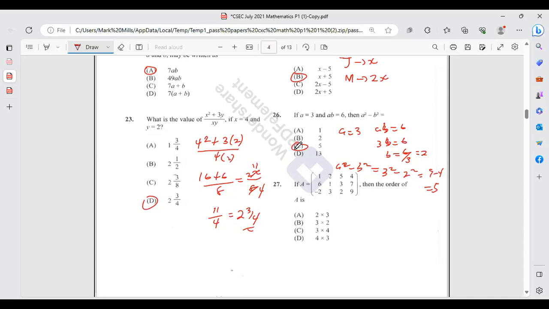Number 27. We want to find the order of the matrix. Row times column. It will be 3 rows and 4 columns. Look at it: 1, 2, 3 rows, and 1, 2, 3, 4. So 3 rows and 4 columns. Everybody got that?